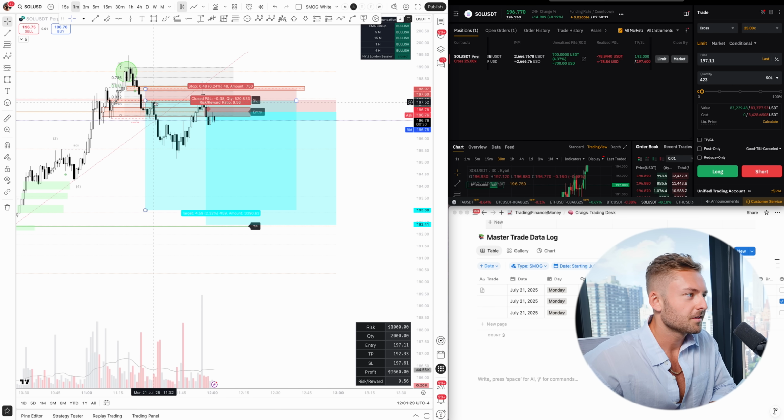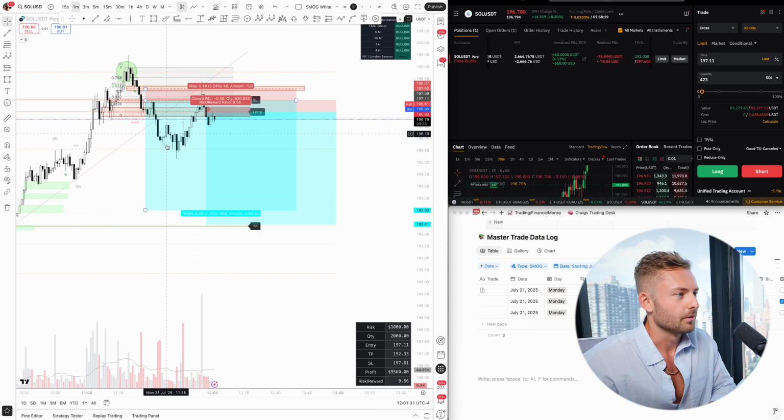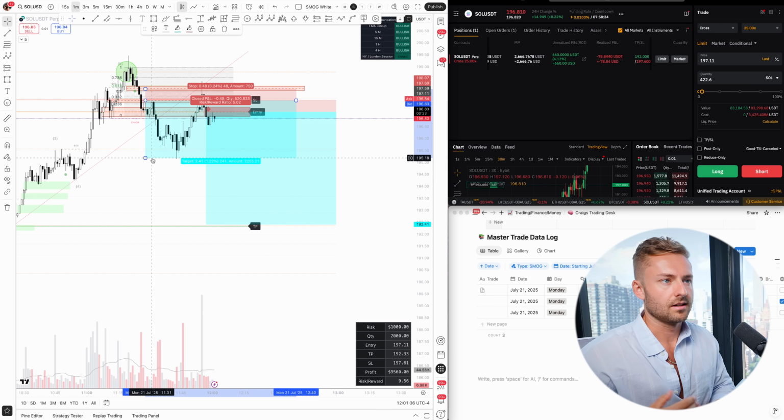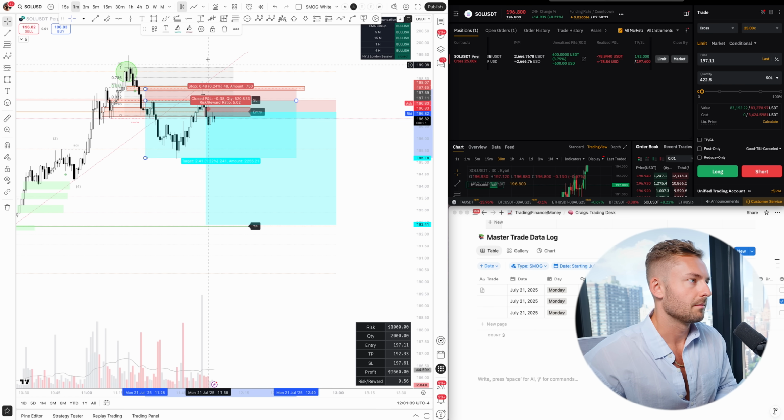So you can see we just missed this entry and then had a really nice push down at one point. The position was up 5R, so we would have locked in another risk reward factor there, but then it ended up coming fully up.